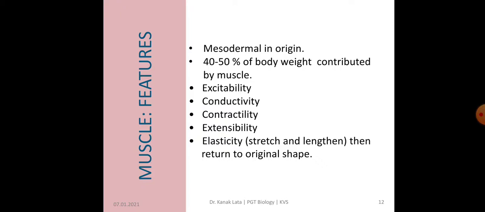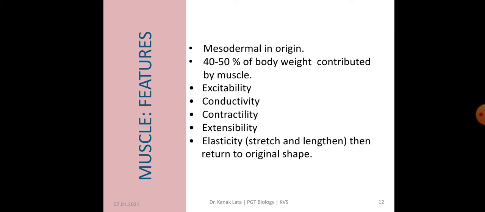Now let us discuss the characteristic features of muscles. Muscles are mesodermal in origin from the embryo and about 40 to 50% of our body weight is due to muscles present in our body. It shows the property of excitability, meaning muscles respond to a stimulus which may be delivered from a motor neuron or a hormone. It shows conductivity. Conductivity means muscles have the ability to receive a stimulus and transmit it.